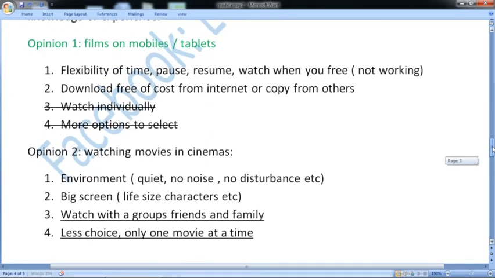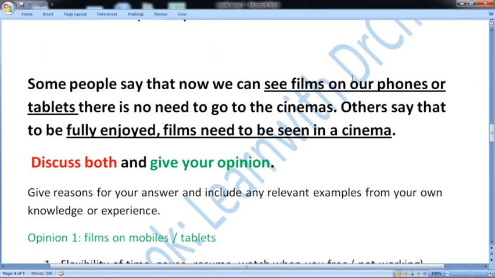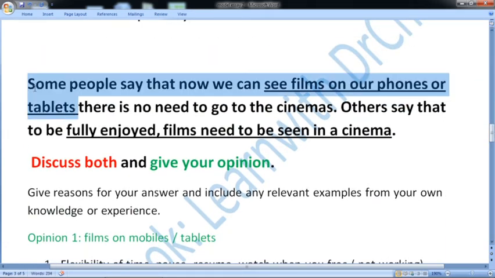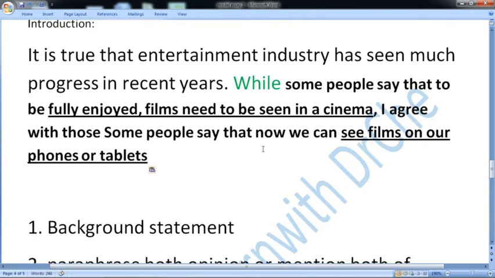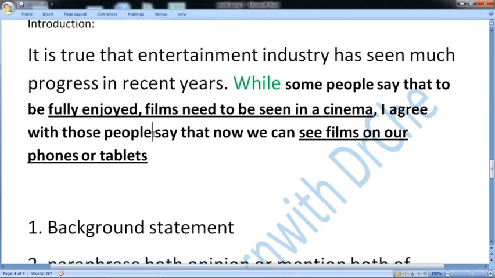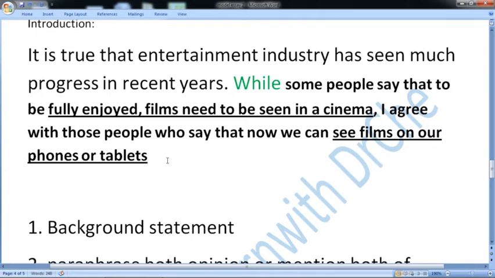What is the first opinion? So can we see in here, it would be the second opinion. I agree with those people who say that now we can see films on our phones or tablets. So I have used concession. I have changed the sentence order. I have made it a complex sentence. I have given my opinion also. I agree.